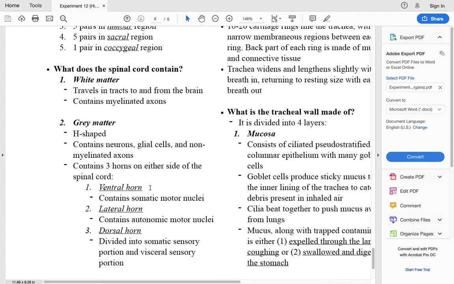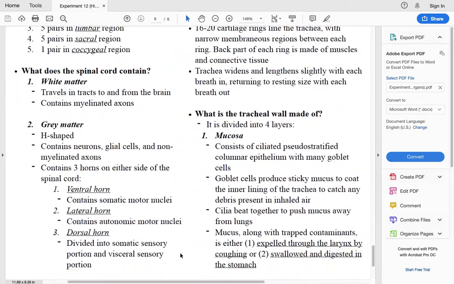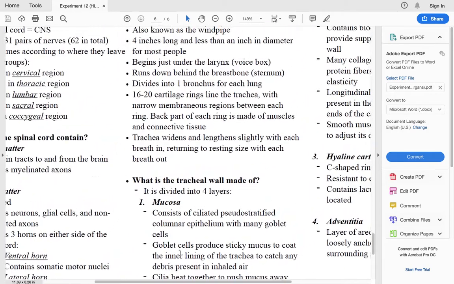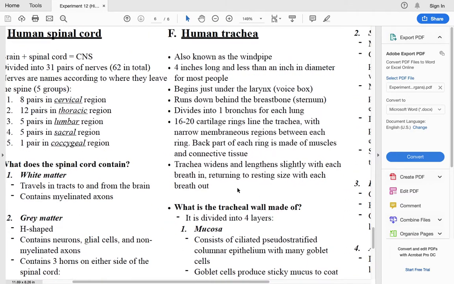We also need to know that on either side of the spinal cord, we have 3 horns: the ventral horn, the lateral horn, and the dorsal horn. The ventral horn contains something known as somatic motor nuclei. The lateral horn contains autonomic motor nuclei, and the dorsal horn is divided into the somatic sensory portion and the visceral sensory portion. That's all we need to know about the human spinal cord.